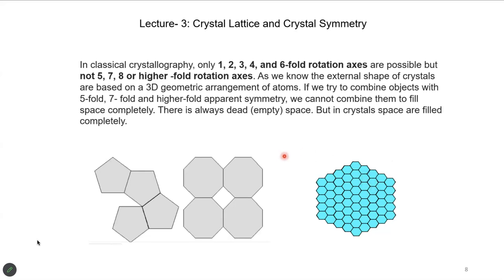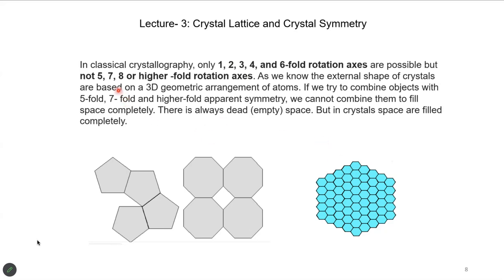Now, you see that we could have one-fold, two-fold, three-fold, four-fold, and six-fold rotational axes. But now, again, the question: why not five and seven-fold rotational axes or higher? Here is a representation of how unit cells are stacked in a crystal lattice. You see there is no dead space in it. We can take one unit cell to another unit cell and extend it three-dimensionally.